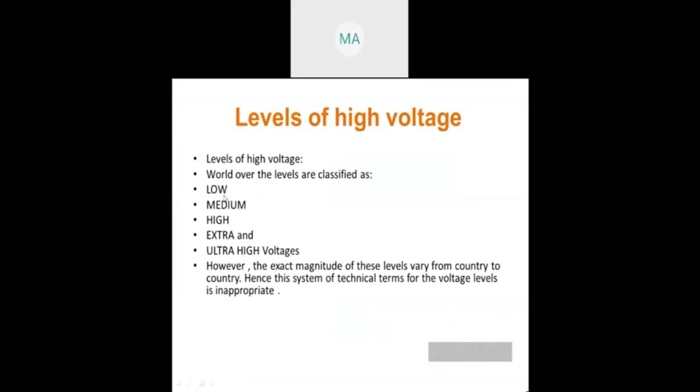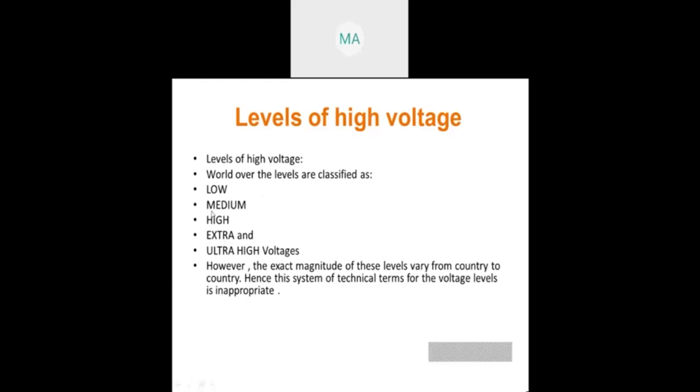In low voltage applications, we use domestic applications. The medium level can be the three phase applications running in industry. In high voltage engineering, if you go for 33 kV and above, that is also called high voltage engineering. Above those voltages, you go for high voltage.